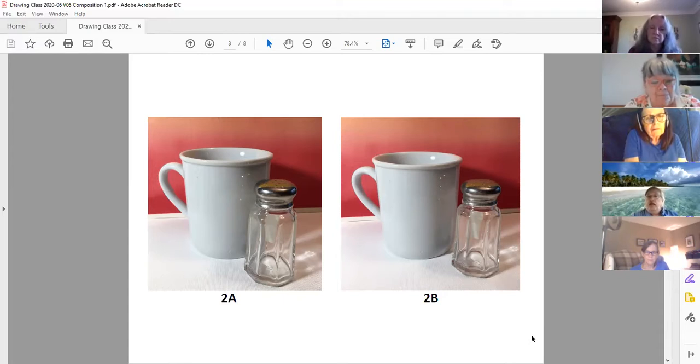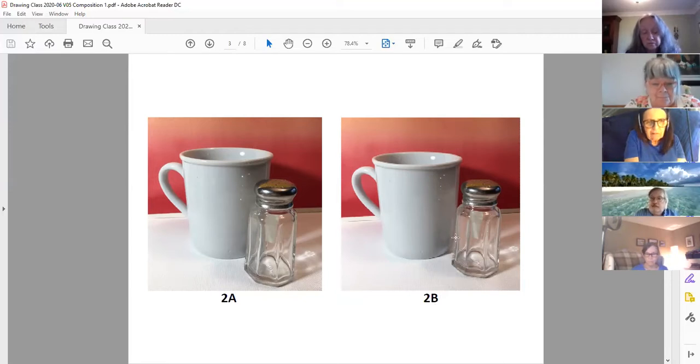Meaning it's better to have a little overlap like this than have them separate? Yeah, I just like the overlap better than the two edges touching. It just feels more natural. Right. So you are both correct.